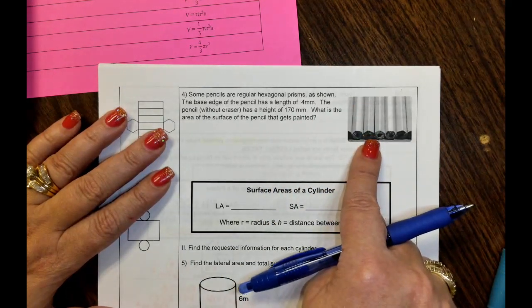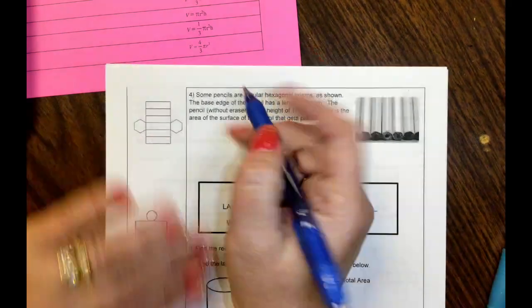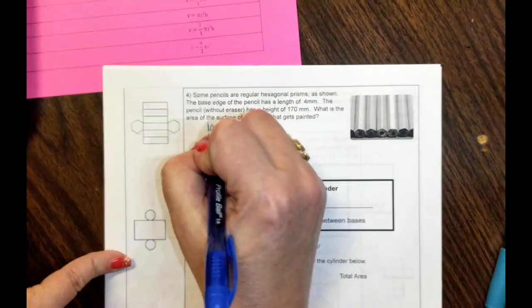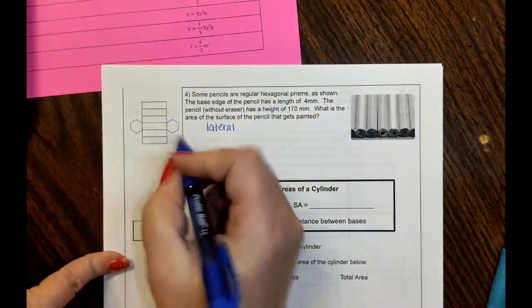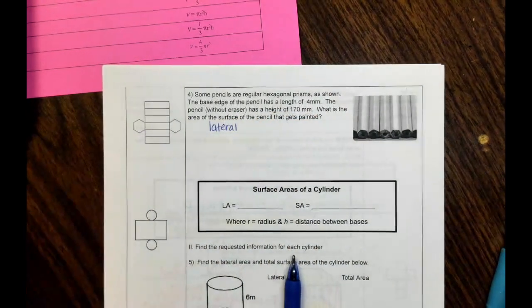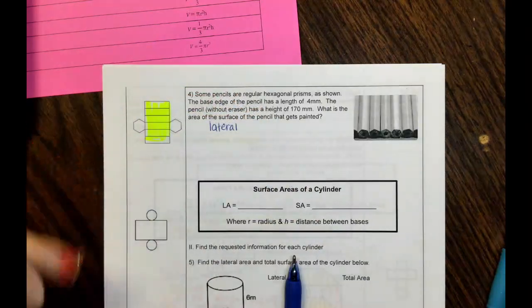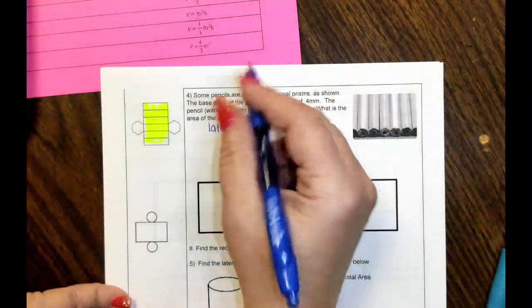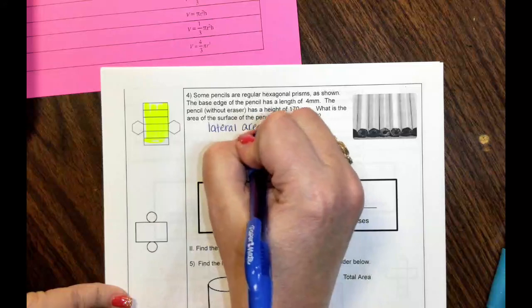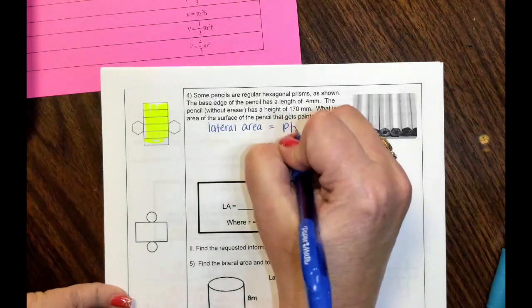So what we're looking for is lateral area. That's the part we want. We only want this much of it, because all that gets painted is all those rectangles. So that's the lateral area. It's a prism, so lateral area is PH. So we need the perimeter of the base.